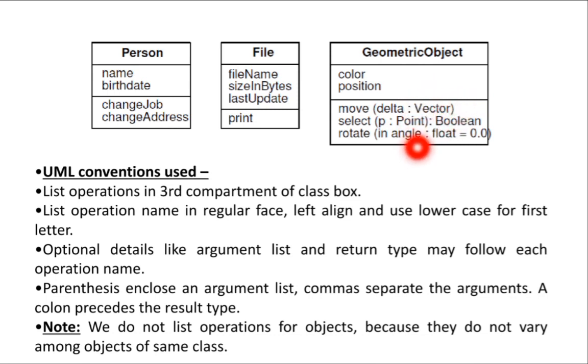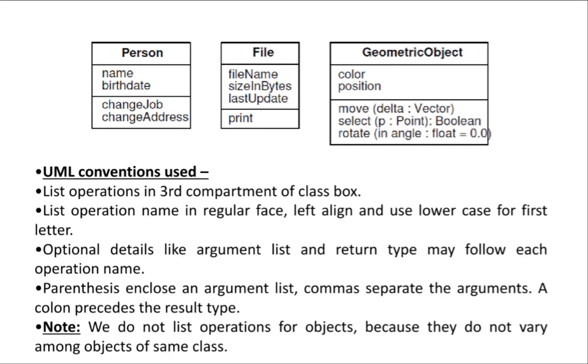And also type. What is the argument type? That argument type should be preceded with a colon. See, what is the type for delta? It is a vector. After the colon, we have the type, right? For a point, it is a boolean. So the type comes after the colon. Hope you are getting it, guys.